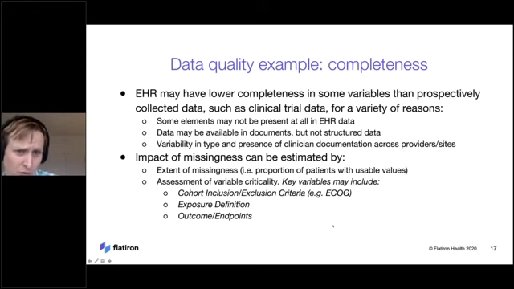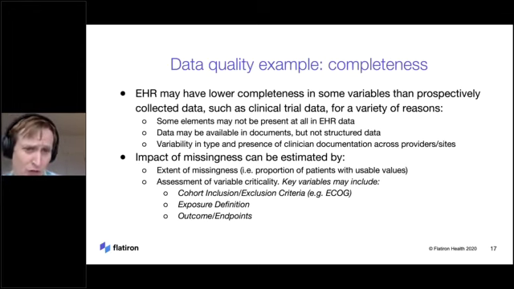One is completeness. This is a potential concern with EHR because we know that EHR data is designed to support clinical care and workflows, and data can be missing from a research perspective, but complete from a care perspective for a variety of reasons. So understanding data completeness is critical to assessing the fitness for use.